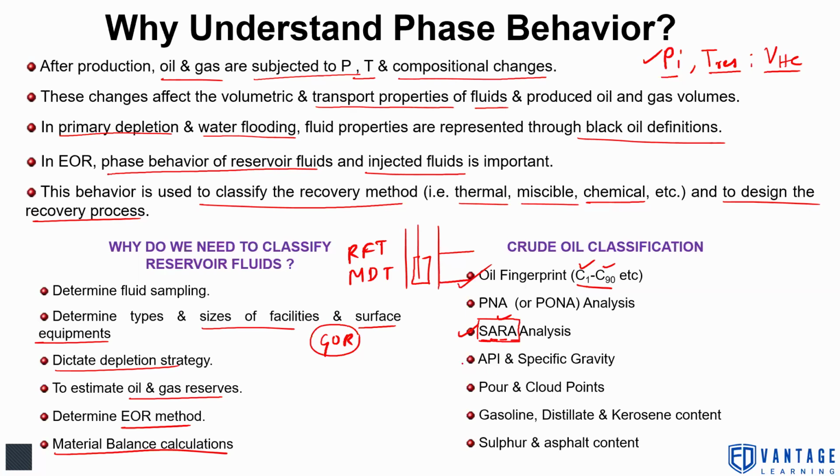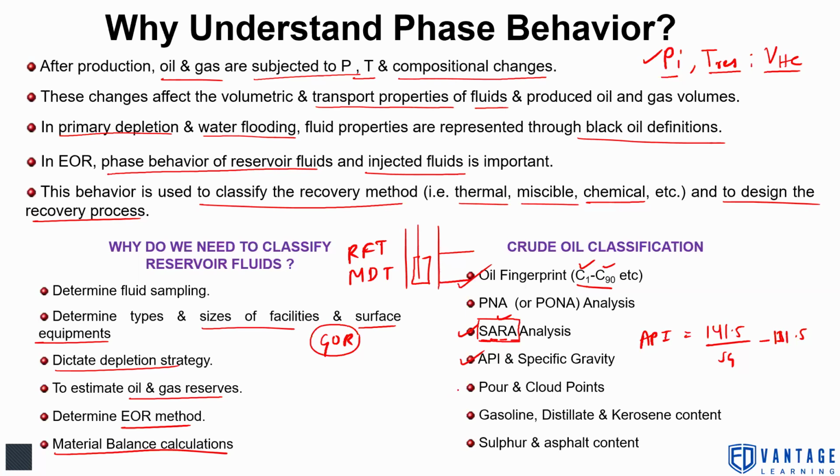And also we can primarily get API gravity and specific gravity. API gravity is nothing but 141.5 divided by the specific gravity of that fluid, minus 131.5. Since water has a specific gravity of 1, the API gravity of water is 10. So if the API gravity of our hydrocarbon fluid is less than 10, it is heavier than water, and if it is more than 10, it is lighter than water.